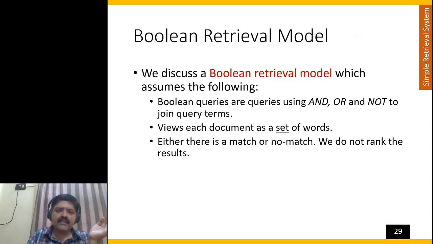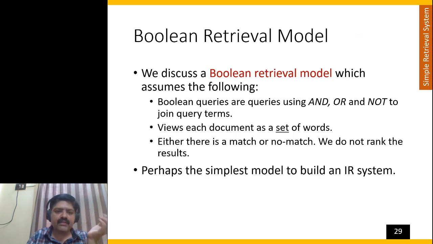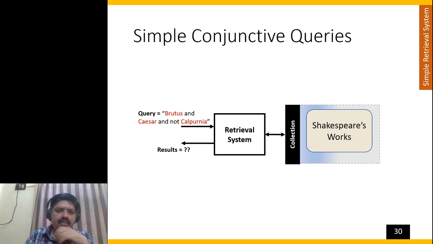Why are we doing all these things? We just want to get started in the simplest way possible, and this is perhaps the simplest model to build an IR system. All right, so three conditions. The queries could have some operators, the Boolean operators, and we work on the set of words representation of our document, and either there is a match or there is no match, and we don't rank the documents. Okay, so here is a simple query where there is conjunction and negation. So we have Brutus and Caesar and not Calpurnia as the query.